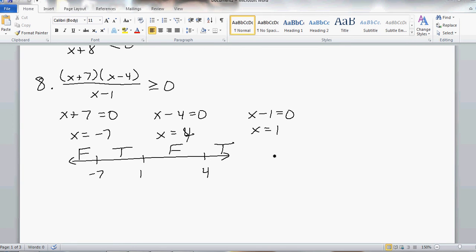So that means from negative 7 to 1 and from 4 to infinity, it will be true. Since we've got equal to's, we can put these inside brackets, and we need to make sure that we combine those with the union.